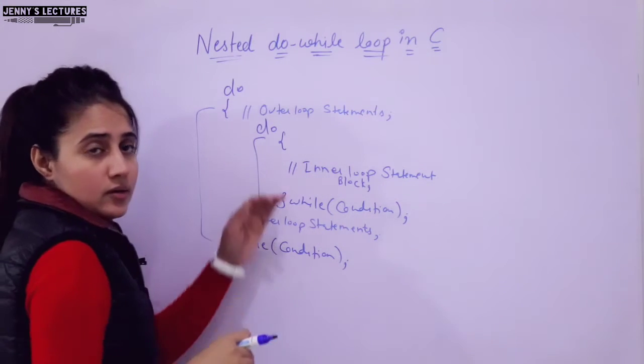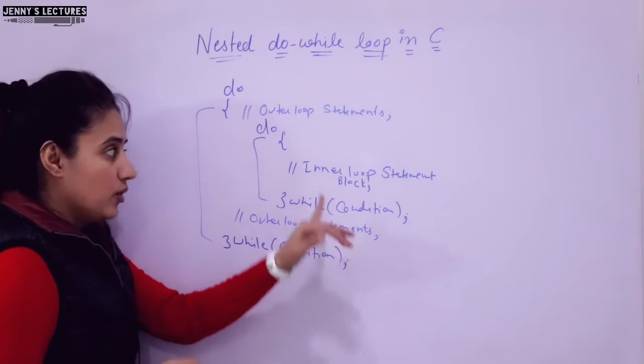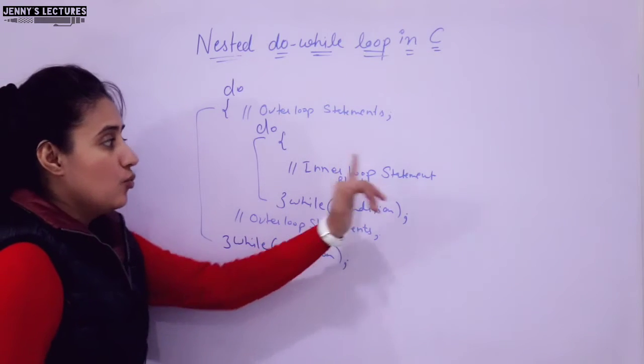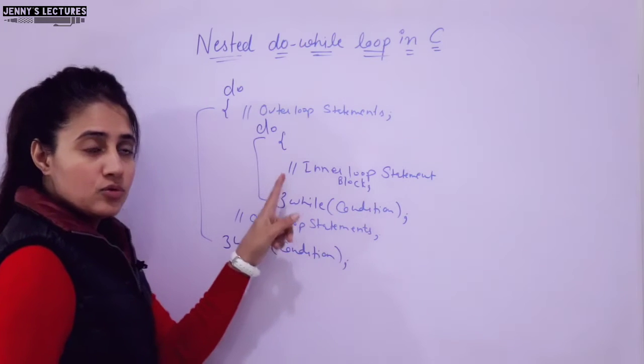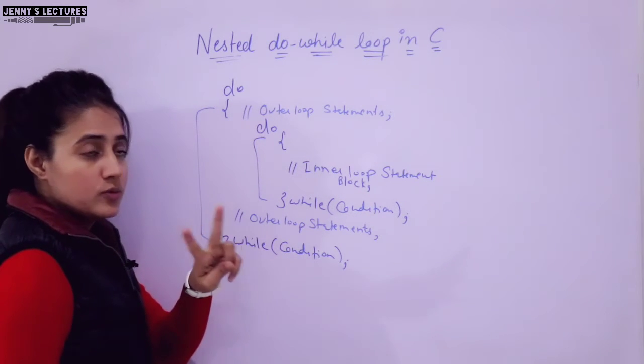One more thing, you can do nesting up to many levels according to your requirement. One more do while loop within this, within that one more do while loop. Here I'm using only two do while loops, right?